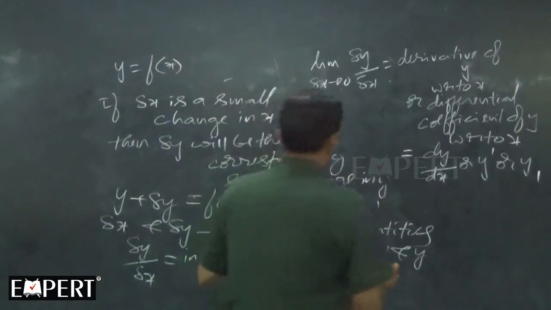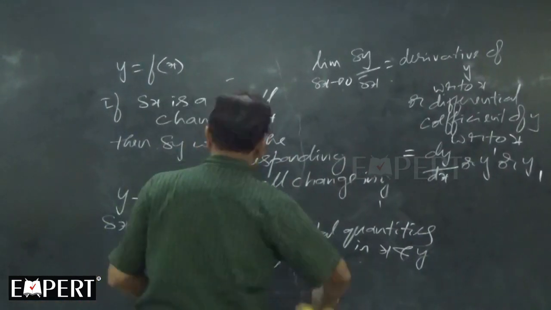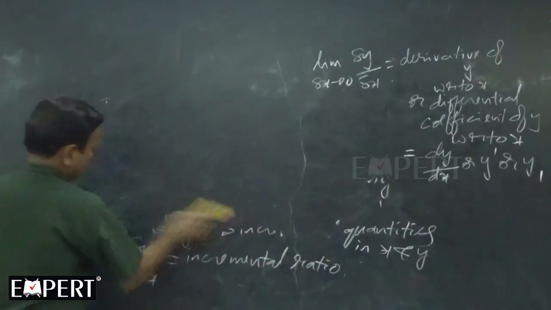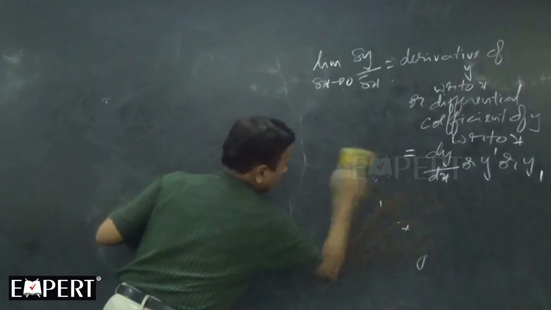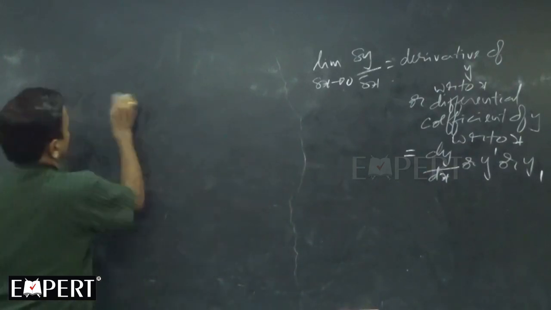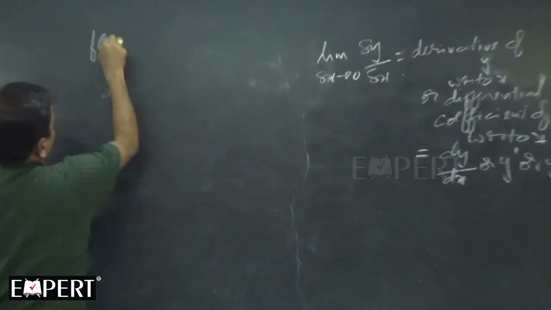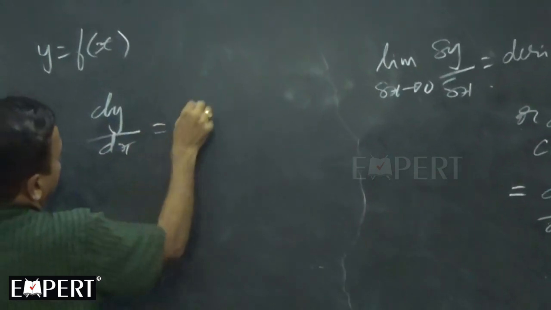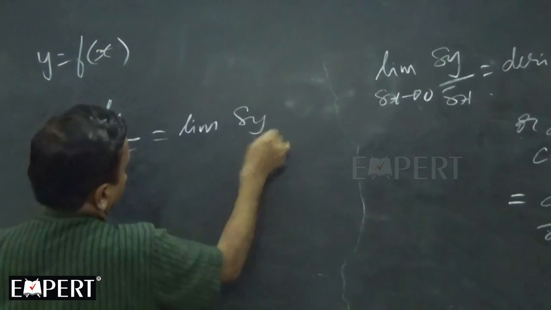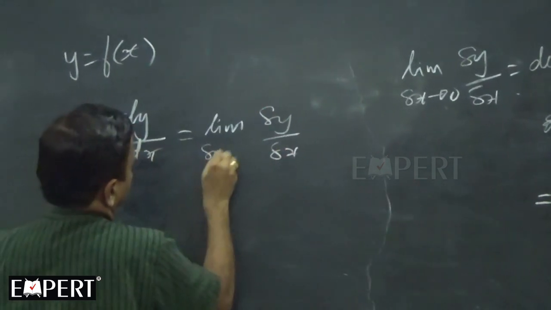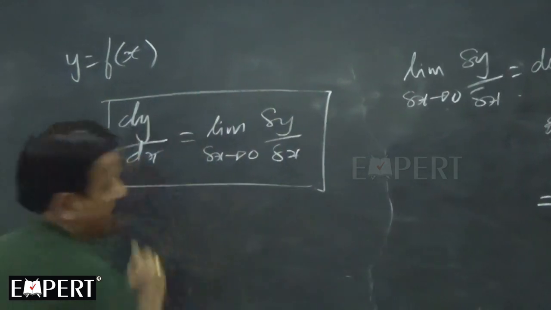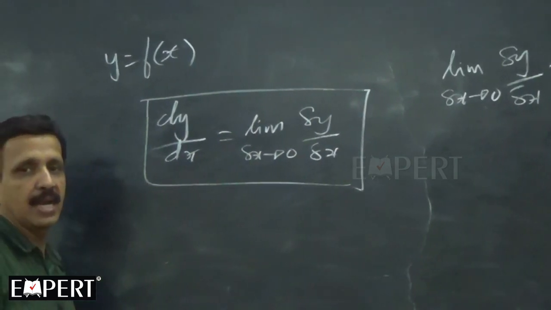Out of this discussion, what you need to remember is, for the function y is equal to f of x, dy by dx is equal to the limit of delta y by delta x when delta x tends to 0. This is what you need to remember. dy by dx is equal to the limit of delta y by delta x when delta x tends to 0.